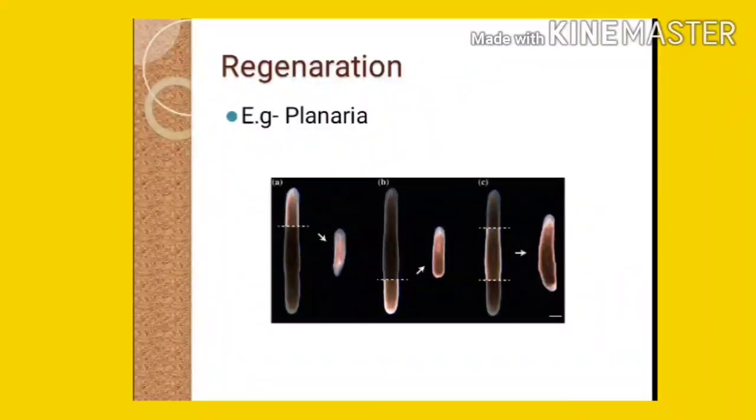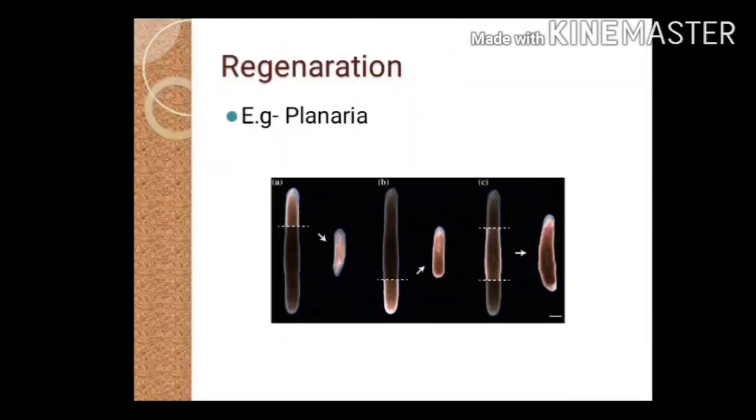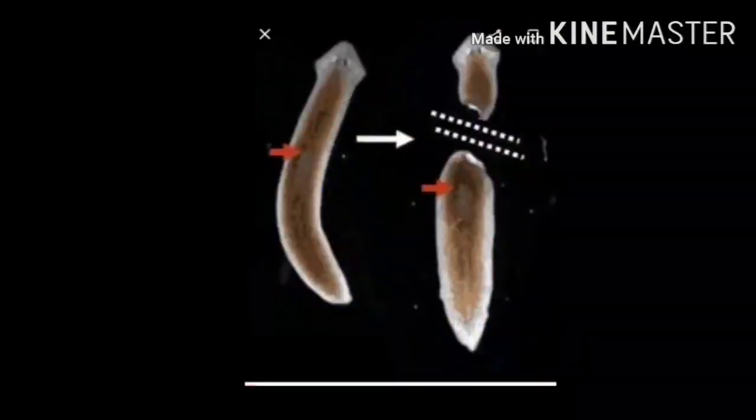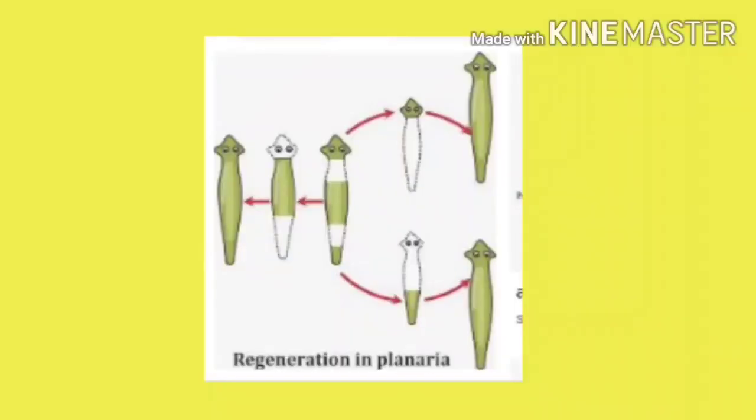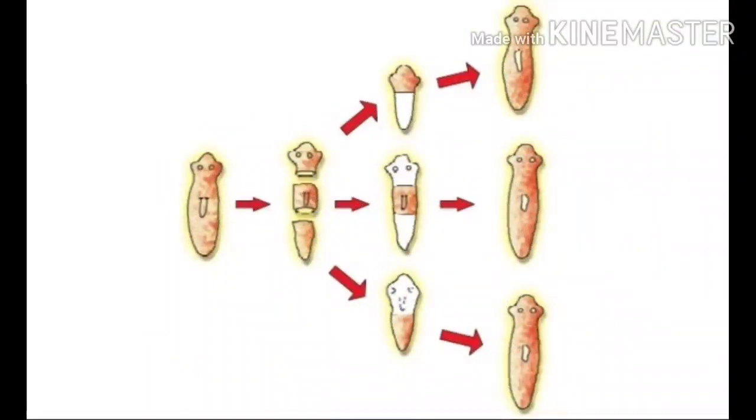Now the next one is regeneration. Usually the term regeneration is used for the rejuvenation of a lost part of the body. It is mostly found in sponges and coelenterates. In some flatworms like planaria, regeneration occurs by transverse binary fission. The body of planaria divides into anterior and posterior parts by transverse binary fission. In the process of regeneration, planaria can repair and restore its lost or damaged parts.